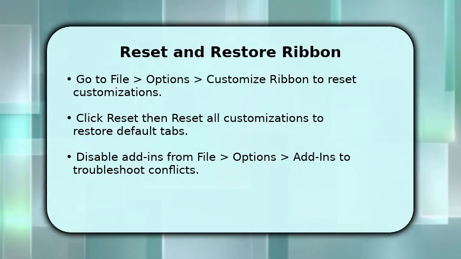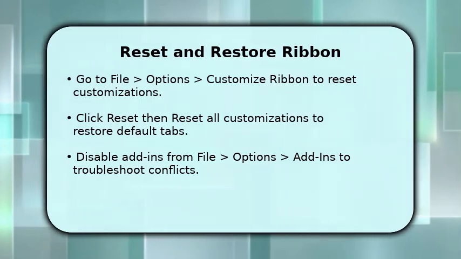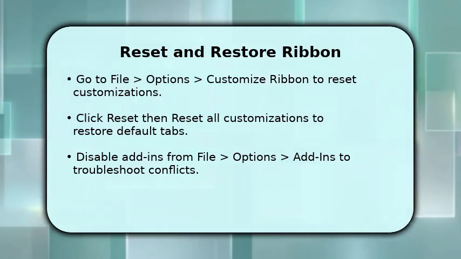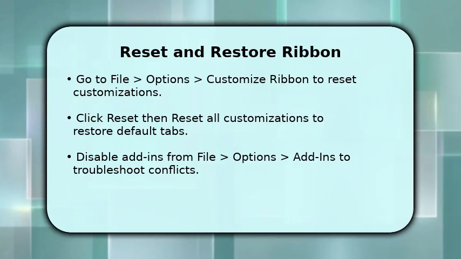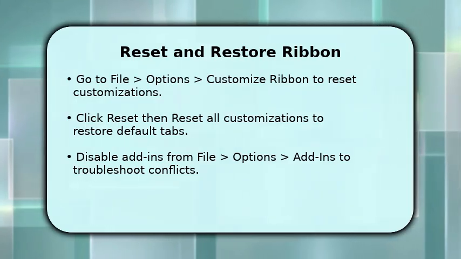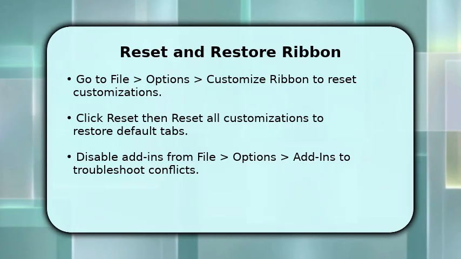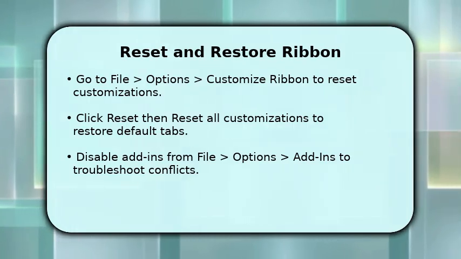Next, go to File, then Options, then Add-ins to view active add-ins. Manage COM add-ins and disable suspicious entries to rule out conflicts. Restart Word after disabling add-ins to see if the menu returns.